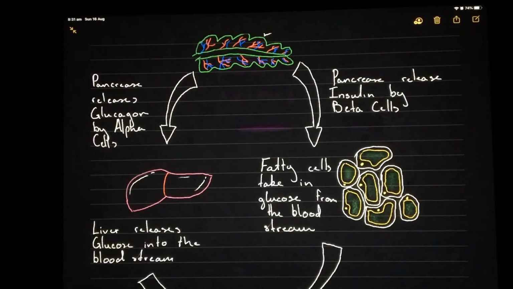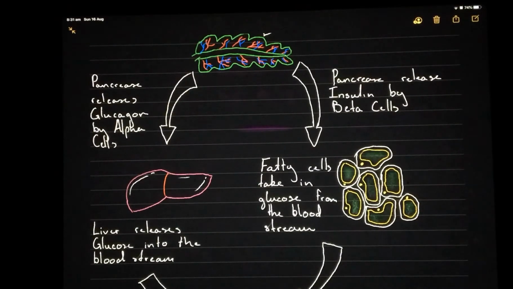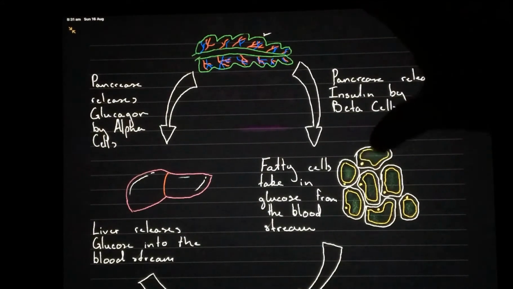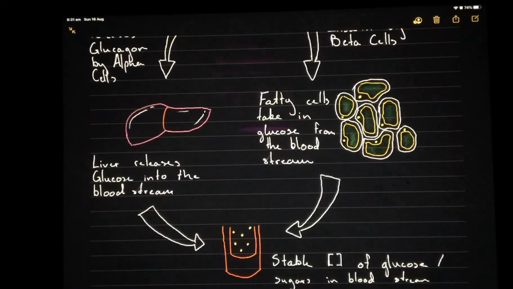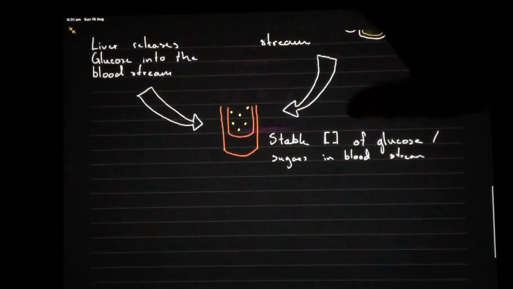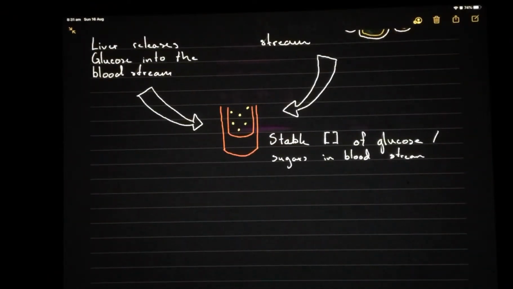So what the pancreas will do, it releases glucagon by alpha cells. You don't need to know that it's released by alpha cells. And this goes to the liver. The liver then will release glucose into the bloodstream, and that creates a stable concentration of glucose in the bloodstream.